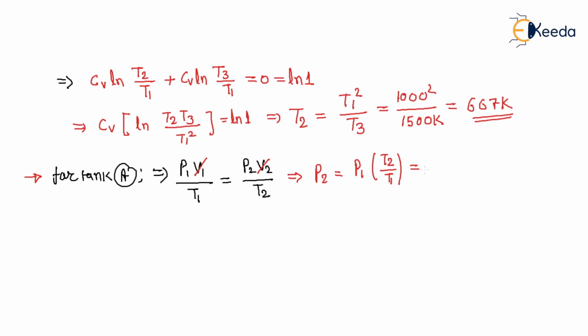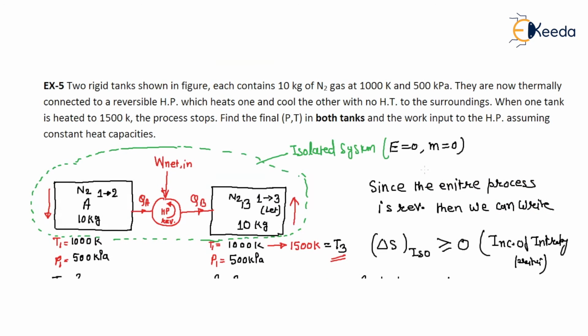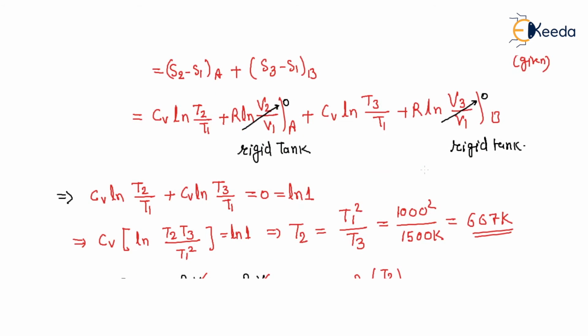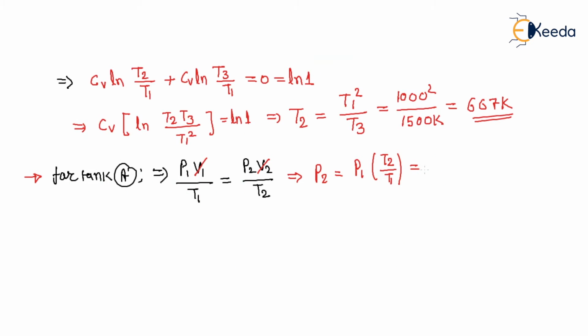What is your P1? P1 is 500 kilopascal. And what is your T2? T2 is 667. And what is your T1? So you have all values. So this is your 333 kilopascal. So this is your P2.